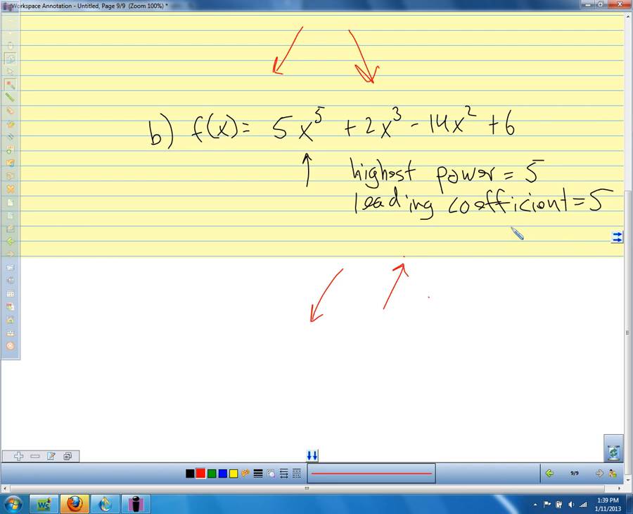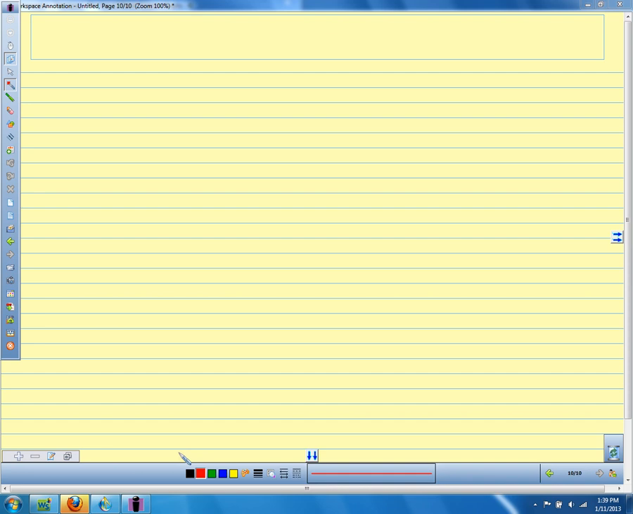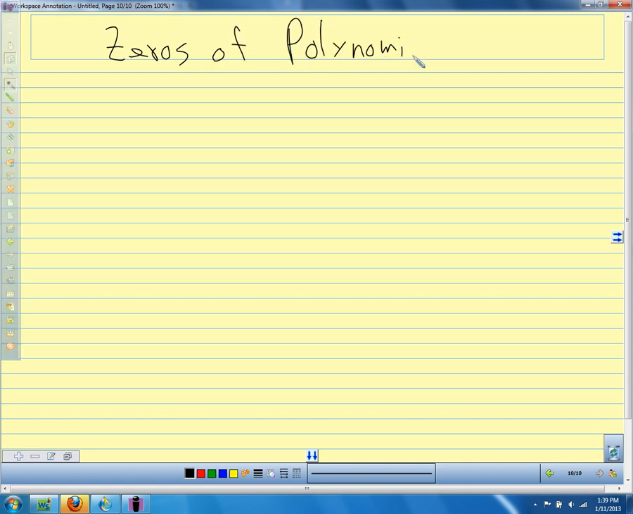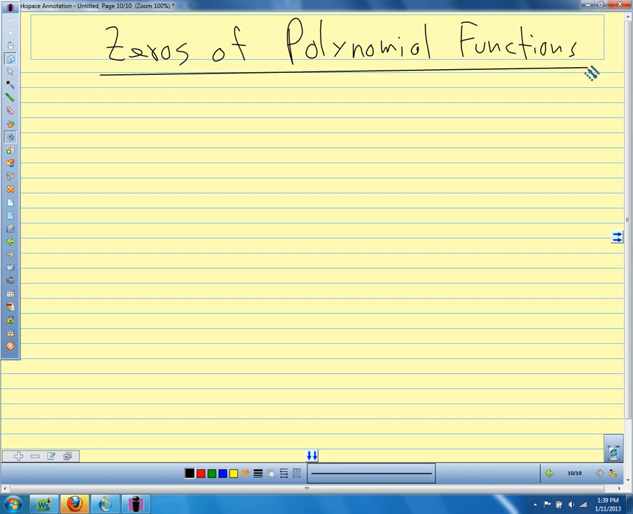All right, we have one last thing to talk about: the zeros of polynomial functions. Now moving forward, when we're working with polynomials, it's going to be really important to remember that all of these things mean the same thing. I'm going to make a list.